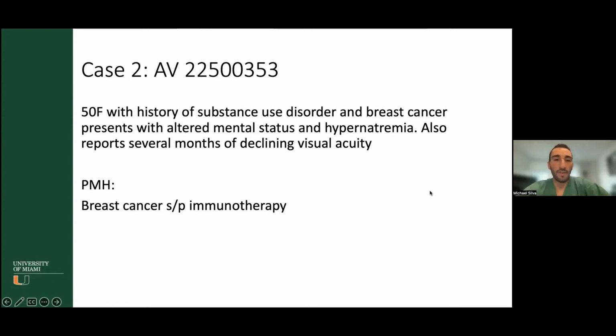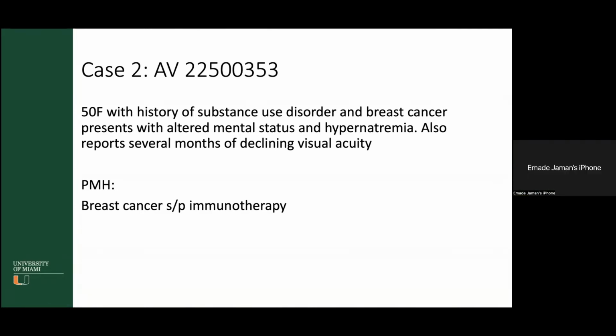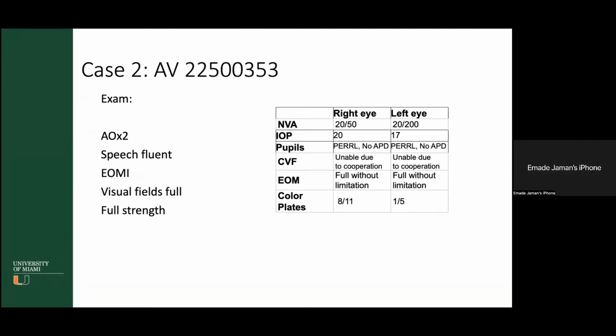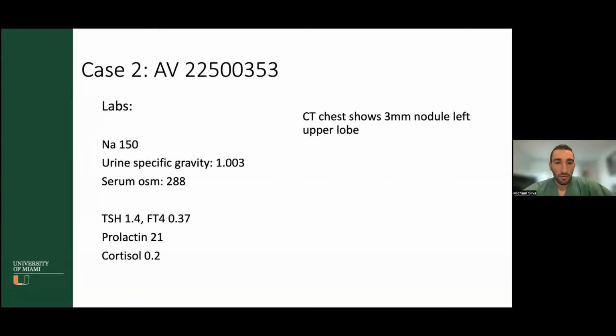So this is a 50-year-old female, history of substance use disorder and breast cancer, who presented with hypernatremia, altered mental status. Also on further questioning, had several months of declining visual acuity. The significant past medical history is that she had breast cancer, had undergone therapy. Here's her physical exam, a little bit confused, A and O times 2. The main findings are really her visual exam. So the ophthalmologist recorded this exam, which is notable for 20/200 in the left eye, and the rest you can see here. So we'll move along to the labs.